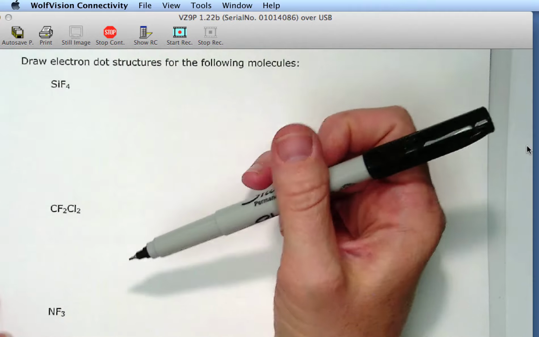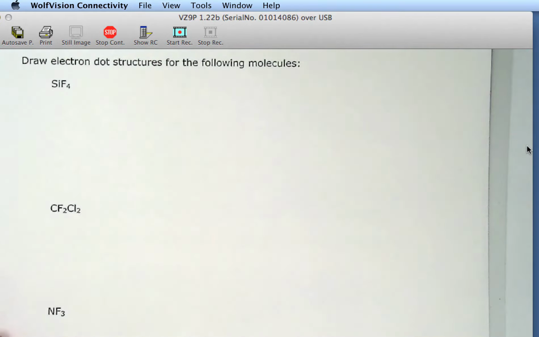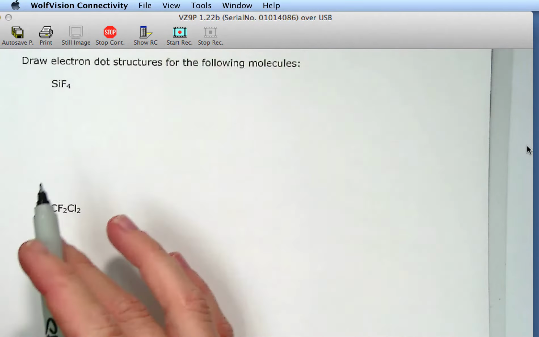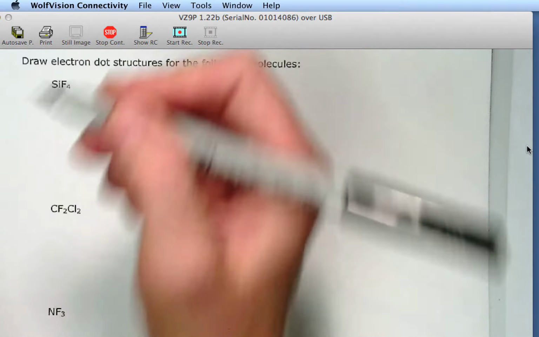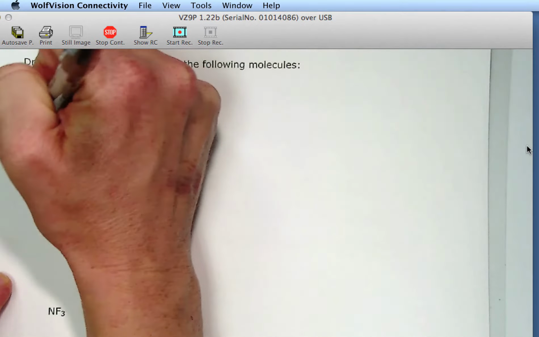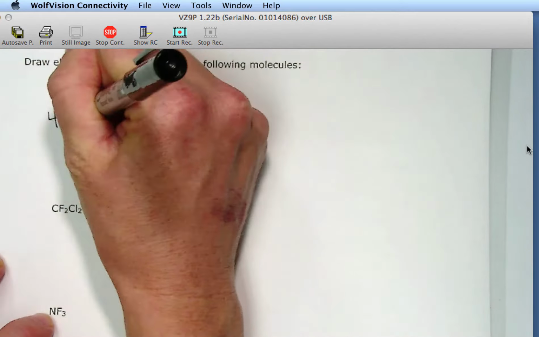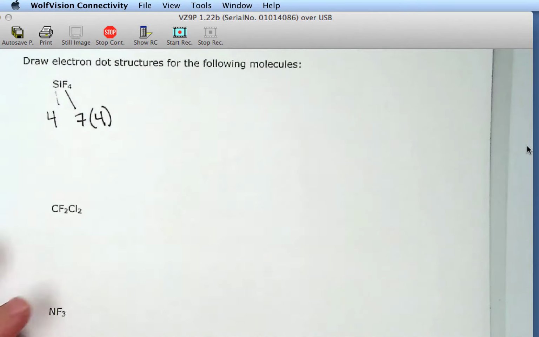So silicon's in the middle of it. Yes. When you're working on these electron dot structures on page 15, if you're having a hard time picking out which one goes in the center and which one goes on the periphery, look at the valence electrons. How many valence electrons does silicon have? 4. And how many valence electrons does fluorine have? 7.